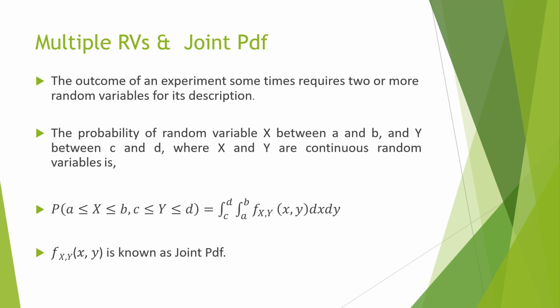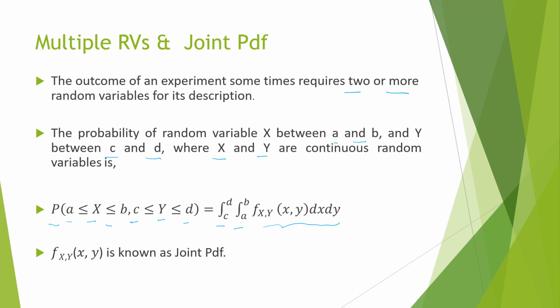At times, the outcome of an experiment requires more than one random variable, either two or more. In that case, we take the probability of a random variable x lying between a and b and y lying between c and d. That is, we are considering two random variables x and y. In that case, the probability of x lying between a and b and y lying between c and d is defined as the integral c to d and the integral a to b of fxy(x,y) dx dy.